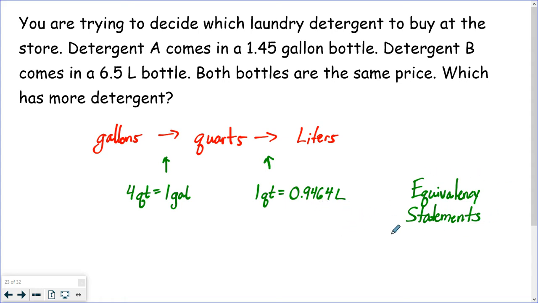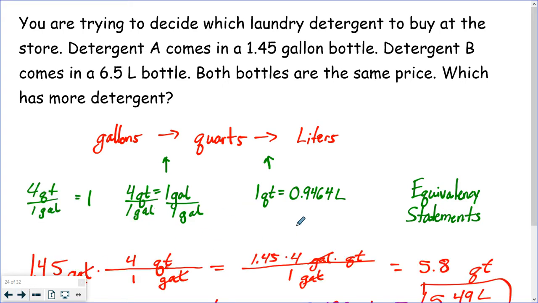These equivalency statements can be turned into conversion factors, and here's how. We want a little ratio here. If you look at 4 quarts equals 1 gallon, let's just say I divide both sides by 1 gallon. So it's going to be 4 quarts over 1 gallon equals 1 gallon over 1 gallon. And what is 1 gallon divided by 1 gallon? Everything cancels out and it reduces to 1. And so I can write that 4 quarts over 1 gallon just equals 1.